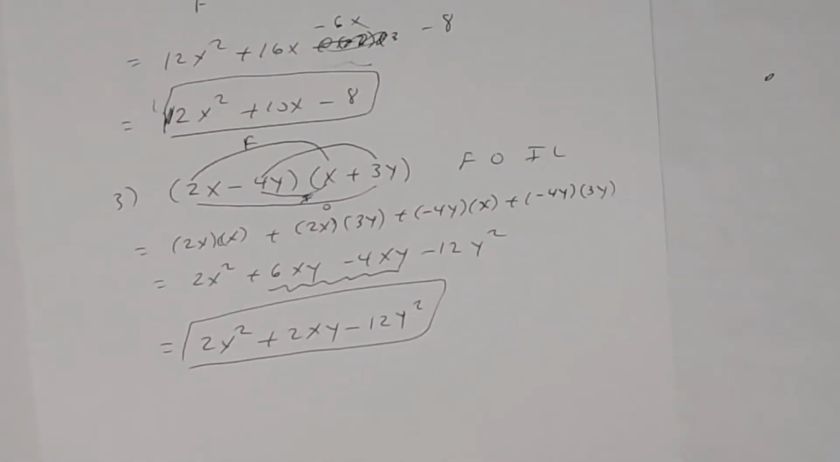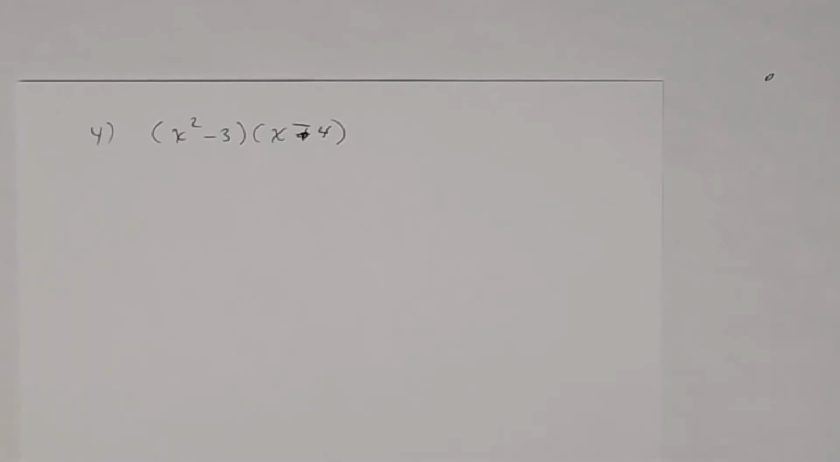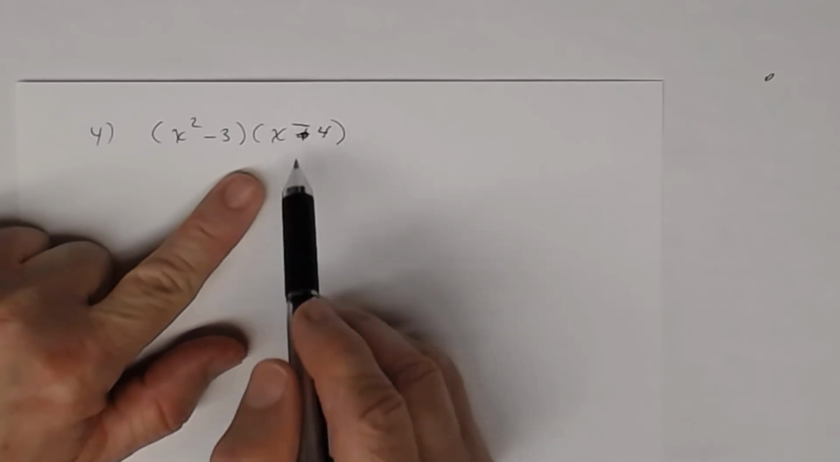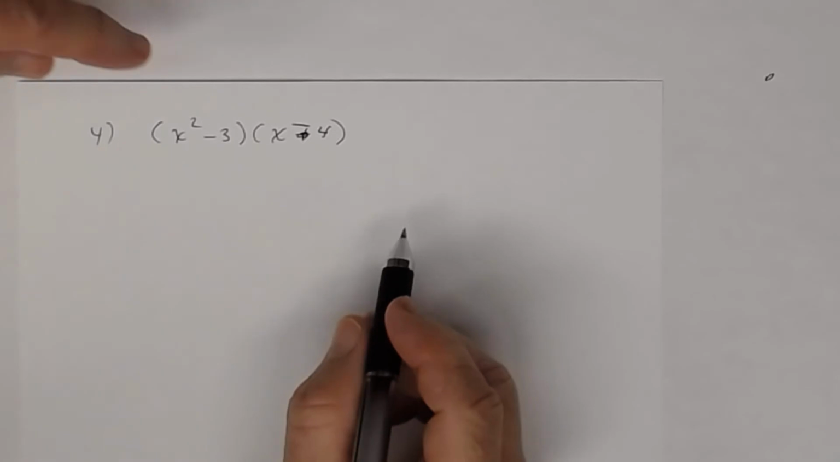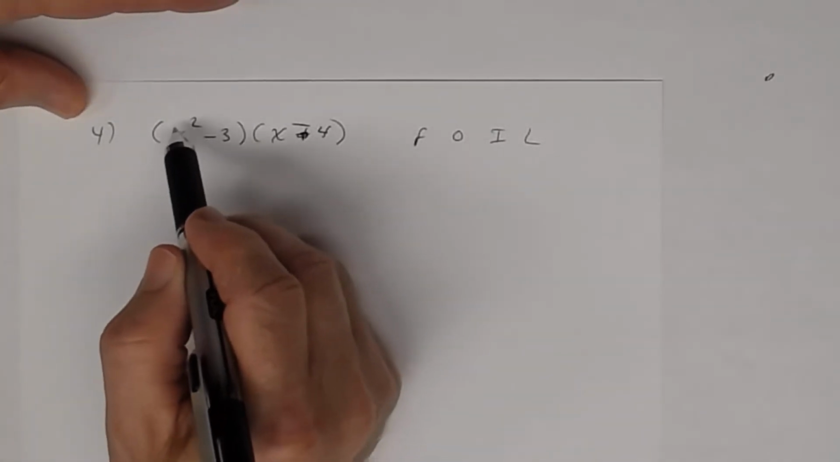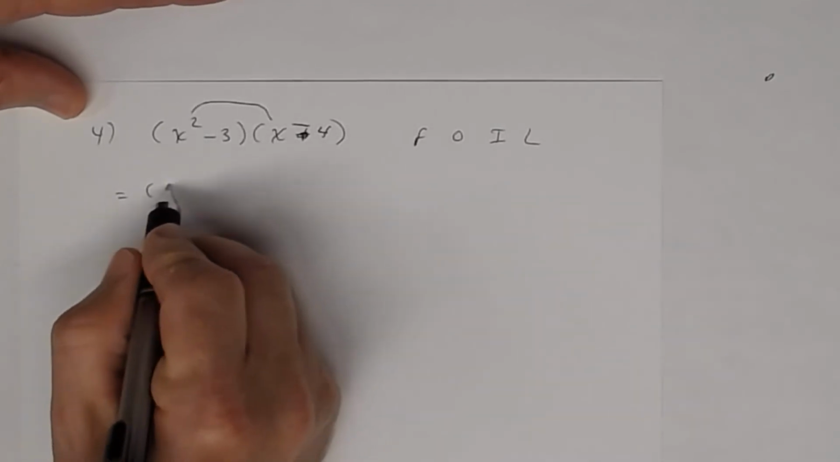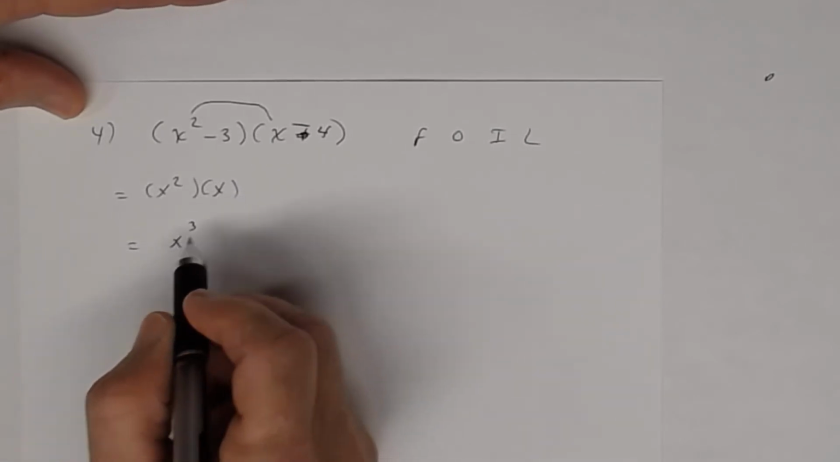So this would be number 4. Suppose in number 4 we have x squared minus 3 times x minus 4. I have these 2 binomials, so I can use the FOIL method because I'm multiplying 2 binomials together. So first, outer, inner, last. First means you take the first term of each binomial. So I get x squared times x, which I know is x cubed.